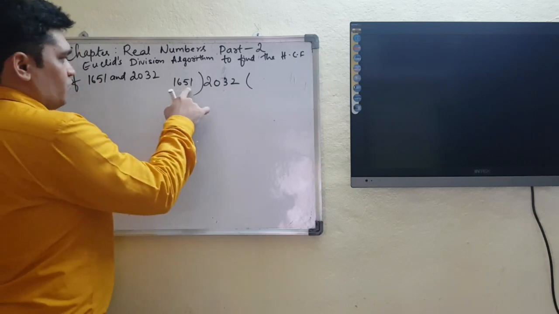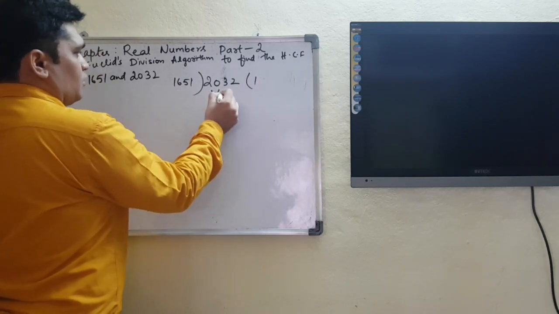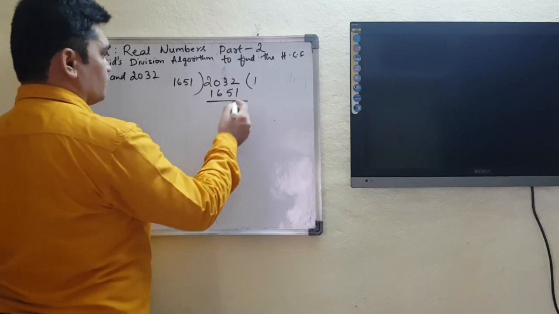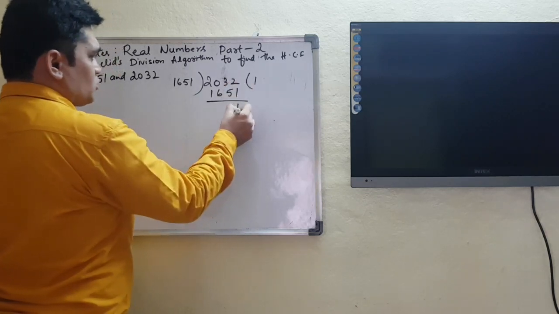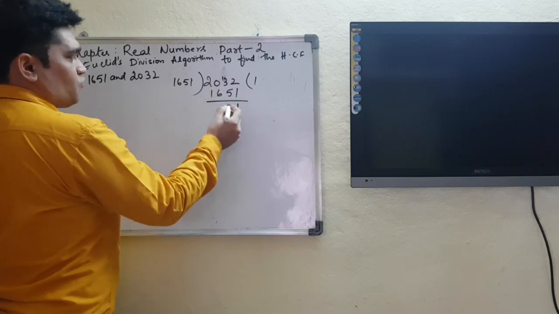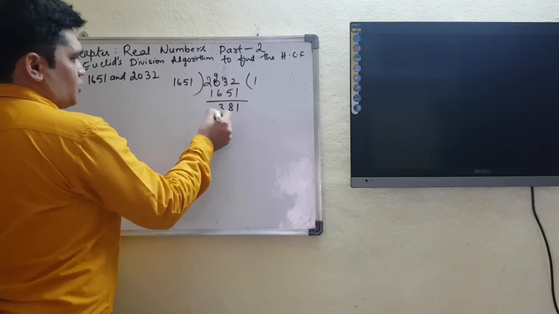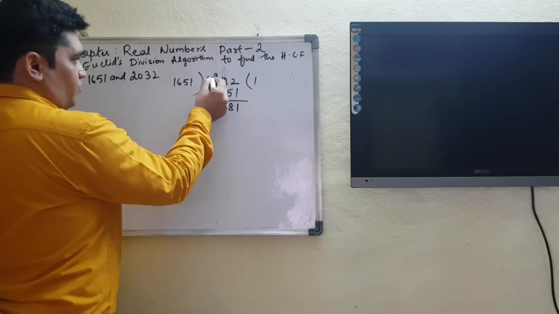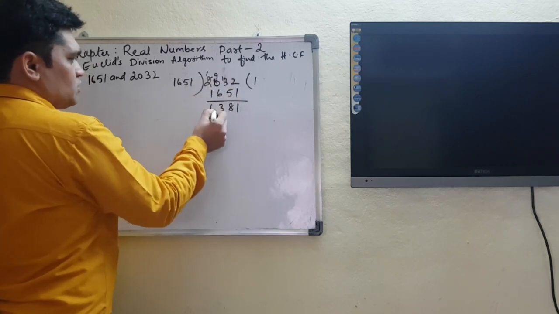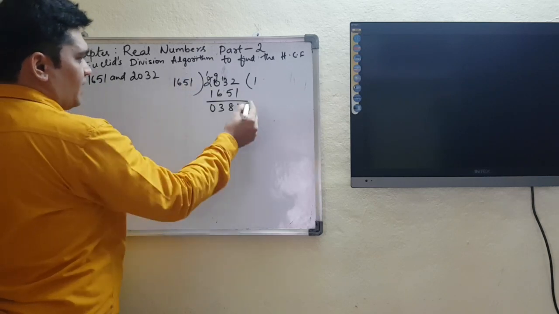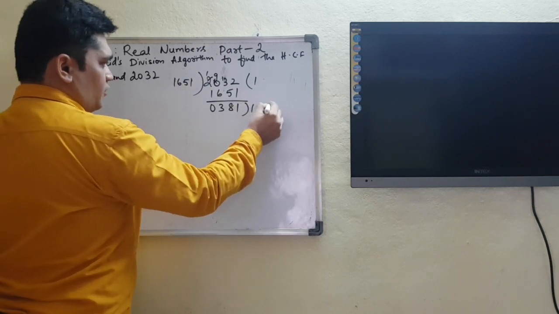So 1651 into 1 is 1651. 2 minus 1 is 1. 13 minus 5 is 8. 9 minus 6 is 3. Now 1 minus 1 is 0. So now this is the remainder. This divisor will act as the dividend again.